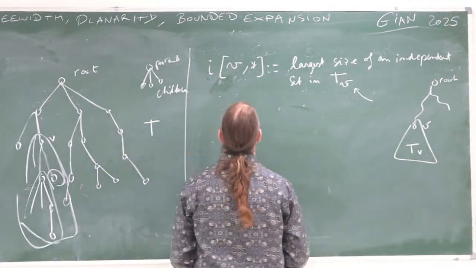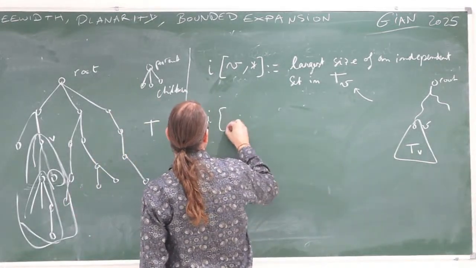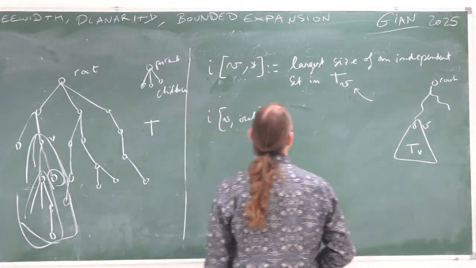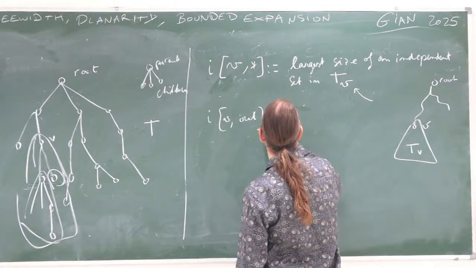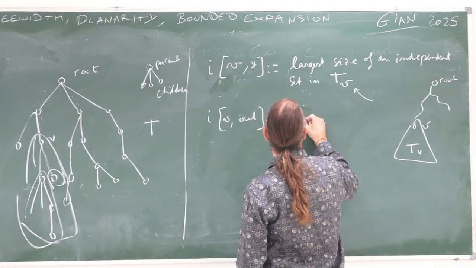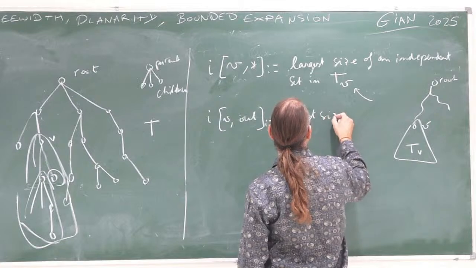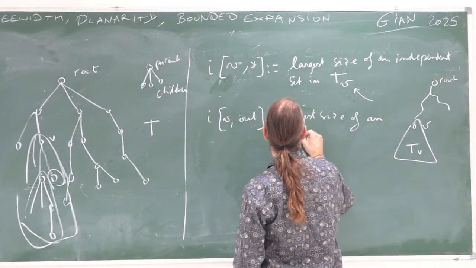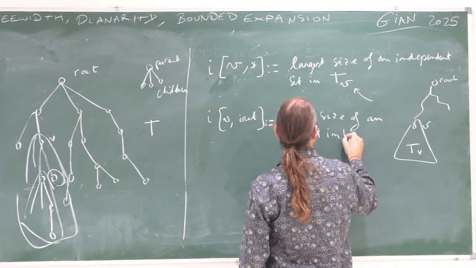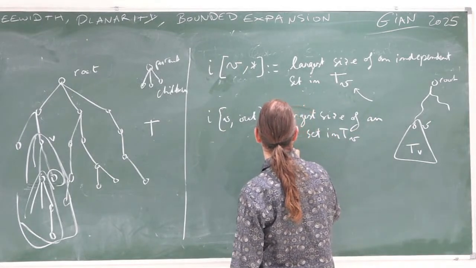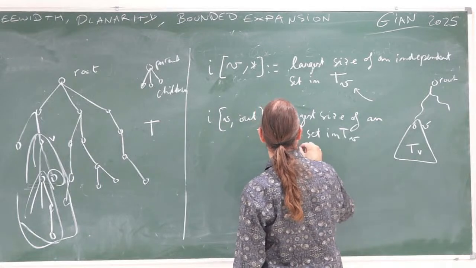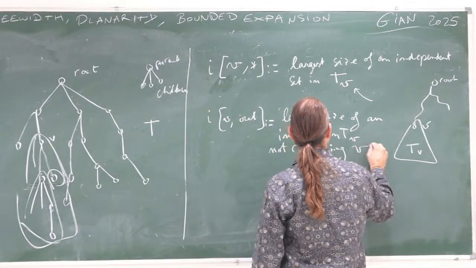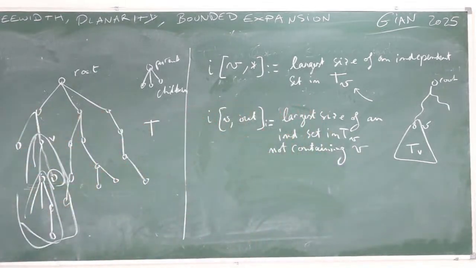Let's define it. So the second function I'm doing is, let's say out. I'm very precise to be very clear. So this is the largest size of an independent set in TV where V is out. Okay? These are my two functions.